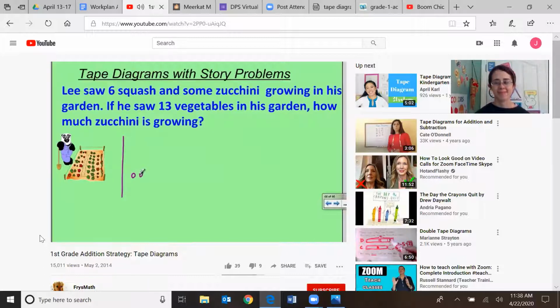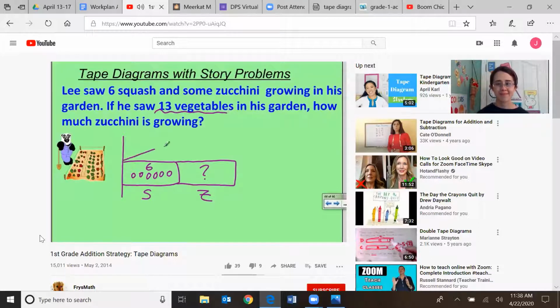I'm going to make my squash circles, and I'm going to draw 6 of them. Again, I'm not making a 10 frame anymore. And I'm going to cup these in with a bar, write the number 6 and the letter S for squash. But here's the problem. There are some zucchini there, and I don't know how much zucchini this is. So I'm going to make about an equal sized bar, because I really don't know what goes in here. So I put a question mark in there. I'm going to label it Z for zucchini, and I still have one more piece of information, that there are 13 vegetables total.